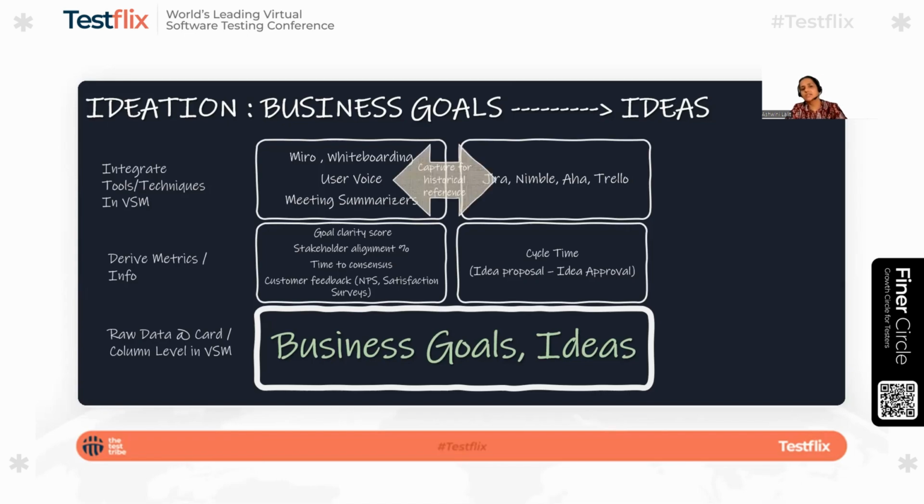Meeting summarizers and discussion summaries can be put against the idea cards, which actually creates a small data lake which can then be leveraged by various recommendation engines for any future reference.